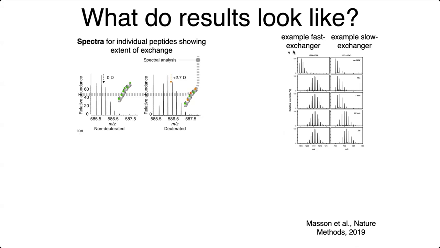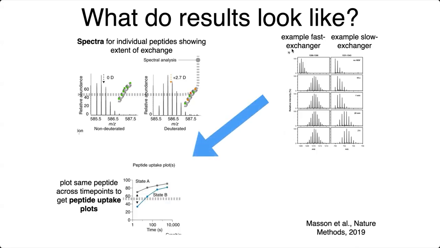So you normalize these to say the number of hydrogens there are to exchange, so you can fairly compare between the different pieces. You can then plot the same peptide across time points to get peptide uptake plots, showing you the uptake of deuterium under different conditions over time. So you can see that in state A, this peptide was exchanging more rapidly than in state B. And so this can tell you about differences that are happening under these different conditions.